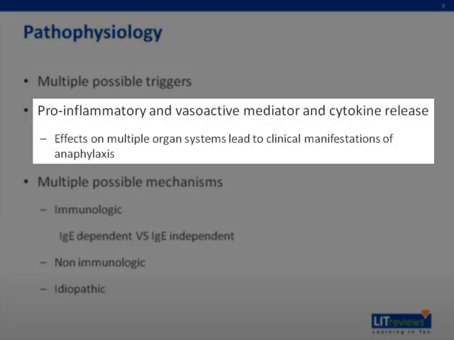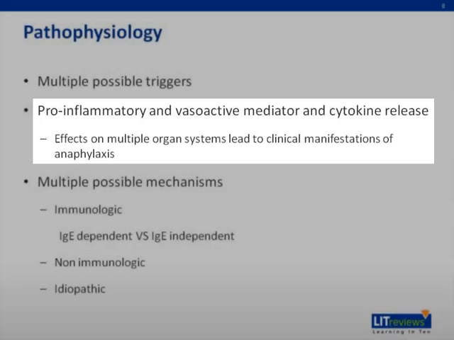Such triggers result in a rapid release of pro-inflammatory and vasoactive mediators and cytokines from the degranulation of mast cells and basophils. These include histamines, prostaglandin D2, leukotrienes, platelet activating factors, nitric oxide, etc. The effects of the mediators and cytokines released on organ systems lead to the clinical manifestations of anaphylaxis.